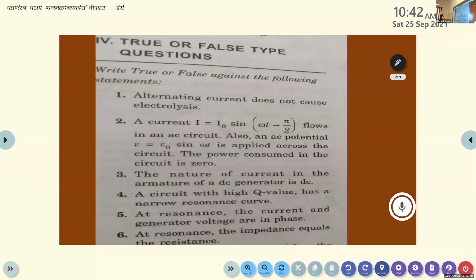Now the next question, it's a true or false type question. Alternating current does not cause electrolysis. Is it true or false? Alternating current does not cause electrolysis.